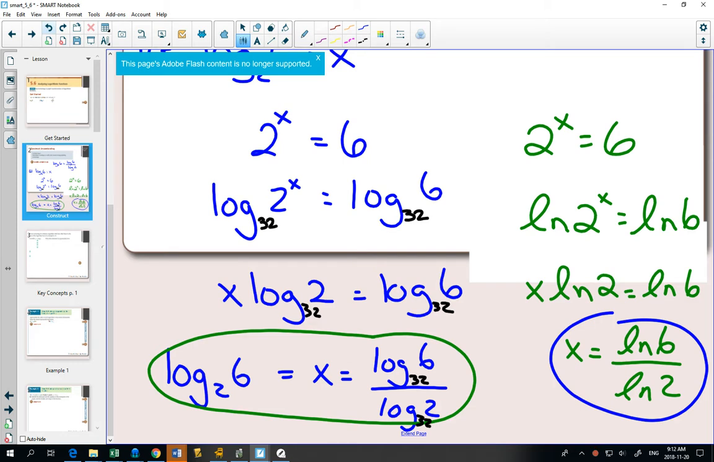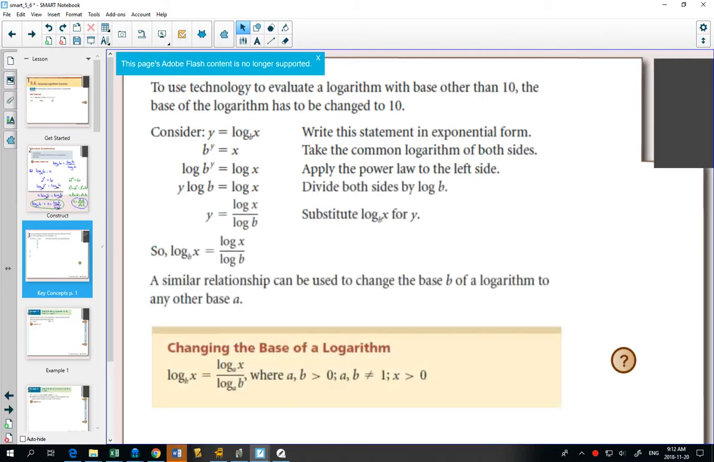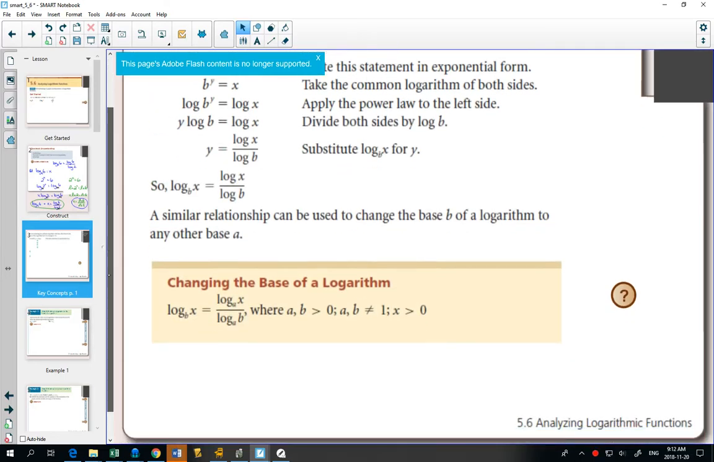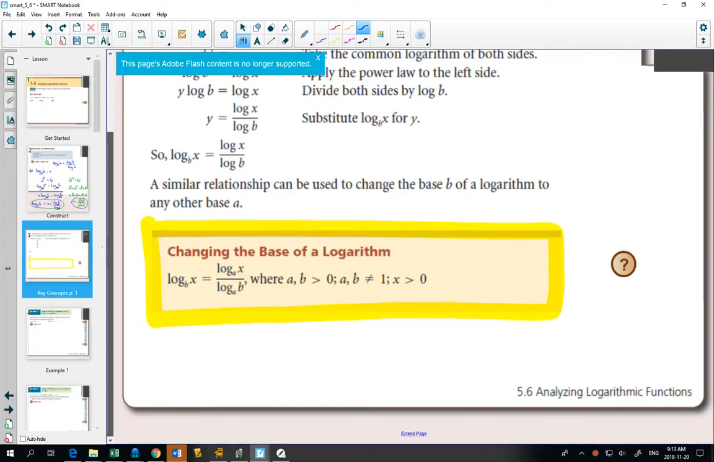So this leads to something called the change of base theorem, which is explained here and is highlighted on your next page. If you want, you can take any base, log base b of x, and change it to any other log base. So I'll write it out here. Log base b of x equals log a of x over log a of b.